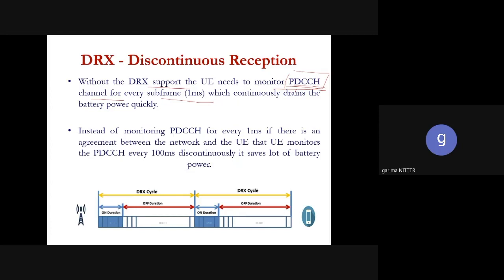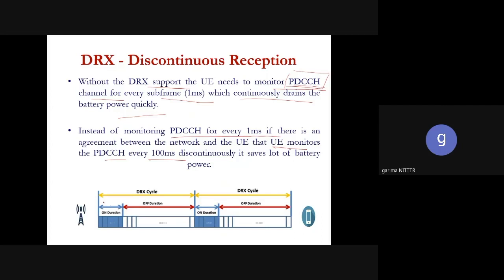And whenever user equipment monitors this particular channel, obviously it will drain battery power quickly, because every 1 millisecond it is going to do this. So instead of monitoring this every 1 millisecond, the network and the user equipment have an agreement that the user equipment will monitor this particular channel every 100 milliseconds, and discontinuously, it saves a lot of battery.